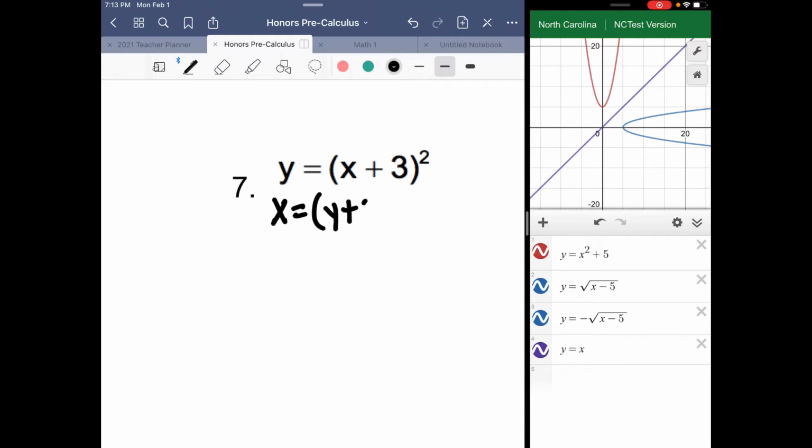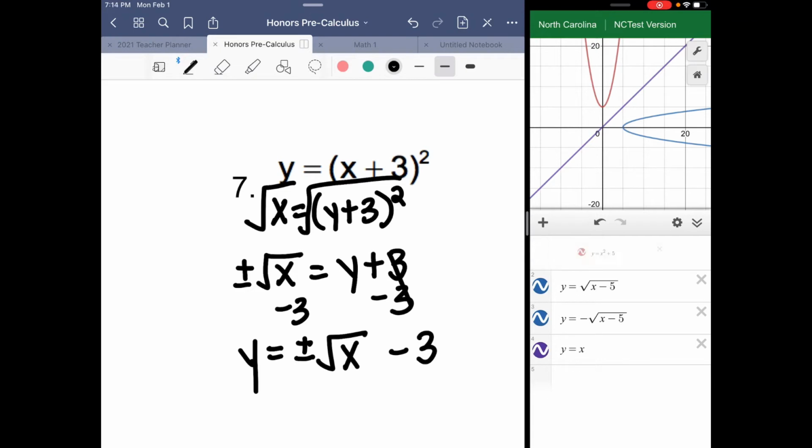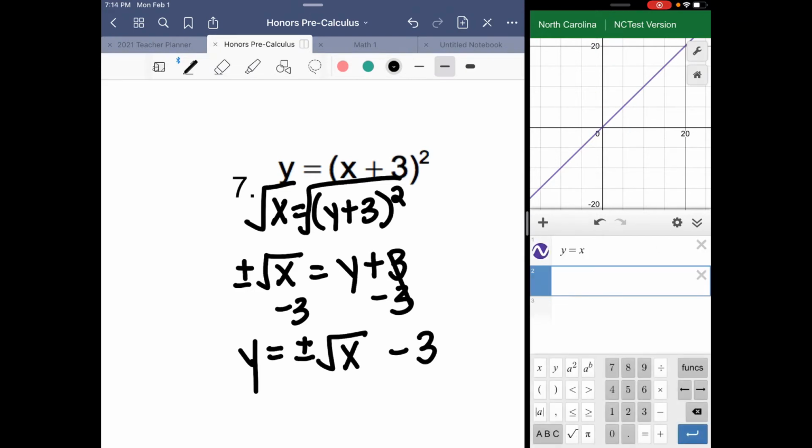All right, so for our next one, we have x equals y plus 3 squared. Now, I have to get rid of that square before I can actually do the plus 3. So again, I'm going to take the square root, but we're going to make sure we do plus and minus the square root of x, and then y plus 3. Now, at this point, because the only thing that I took the square root of was x, when I subtract that 3, I need to make sure that 3 is outside of the square root. So I have plus or minus the square root of x, and then minus 3 is on the outside.